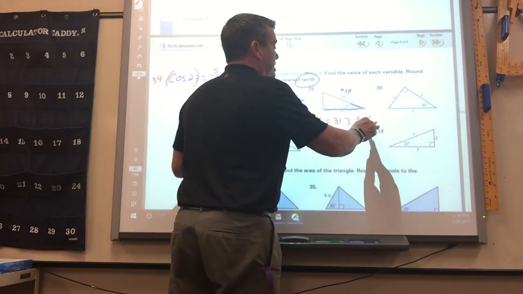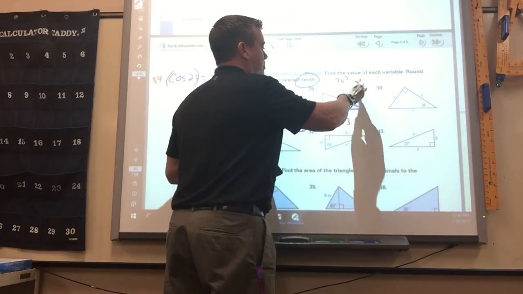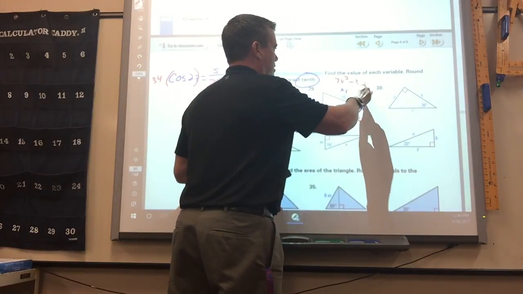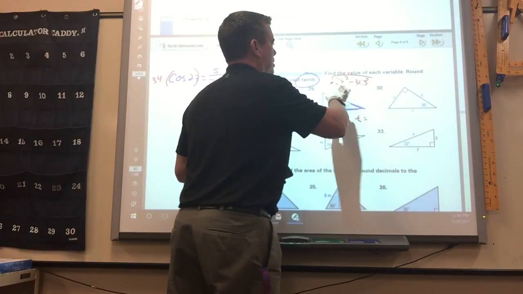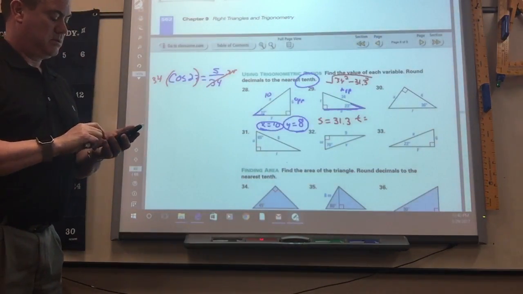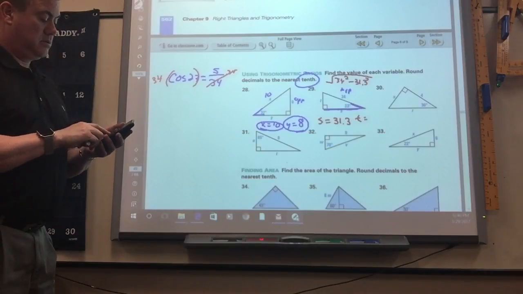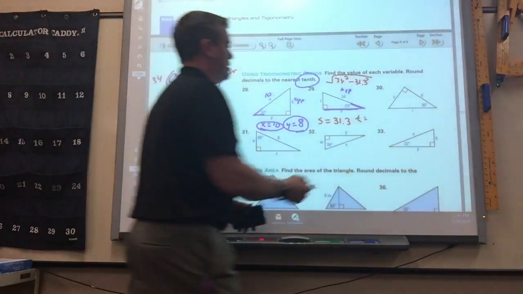So then to find t, use the Pythagorean theorem. You would just take 34 squared minus 31.3 squared and square root it. 13.3. Yep, 13.3.